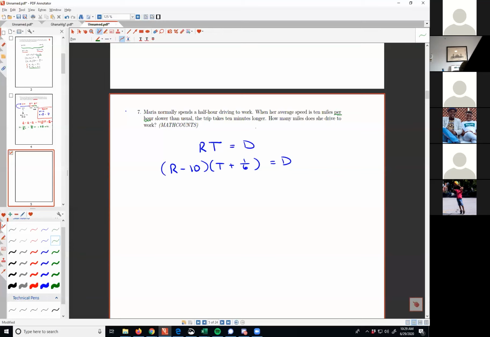This equation is for when she drives slowly, so we can find her normal rate when she's driving. You can write another equation for how she drives normally, because this one is for when she drives slowly. Oh, but we already have that equation. That's just R times T equals D. That's the normal equation. And I didn't write this down. At the beginning, it's generally good to write down the definitions of your variables.